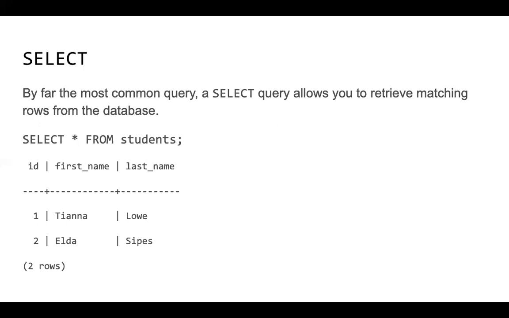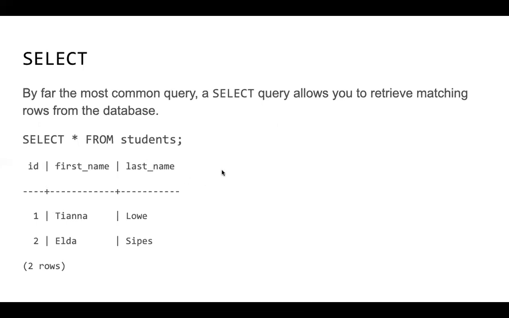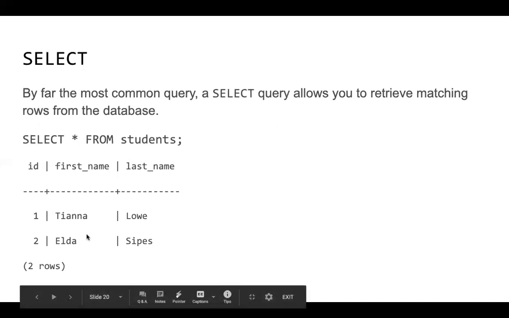So take a look at this one right here, select star from students. And here's our database, which only has 2 records at the moment. What do you expect that this would return?